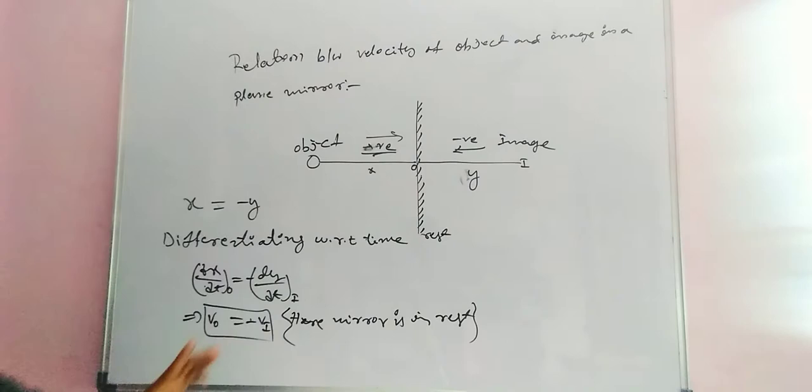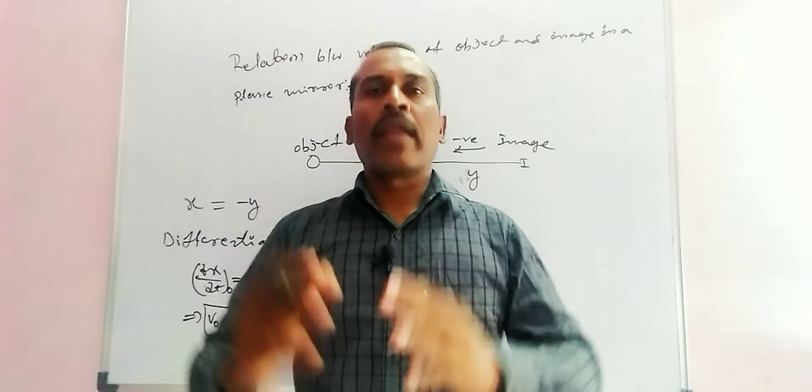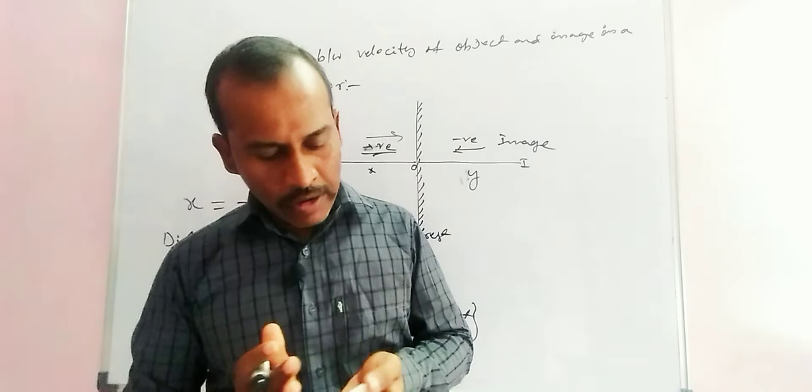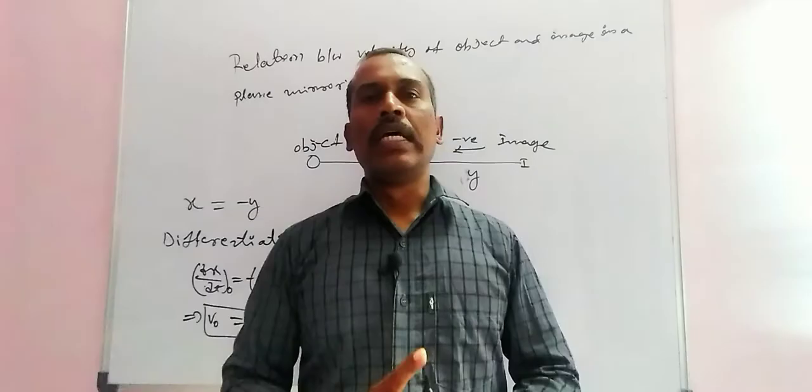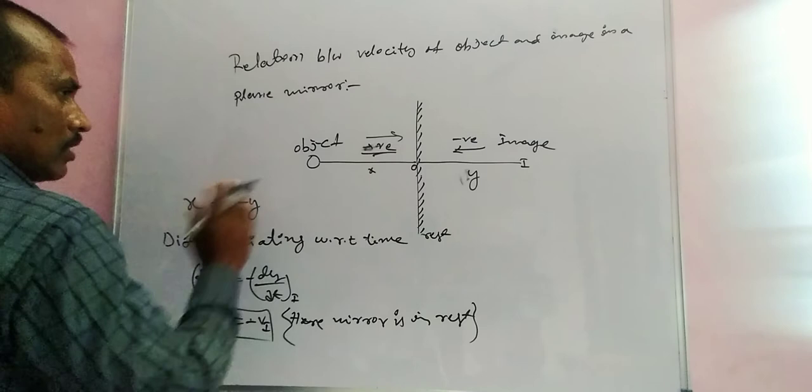Now the mirror is also moving with the object. Now mirror and object both are in relative motion. So first of all, the relative motion statement: the velocity of the object with respect to another object is known as relative motion. First of all, here both are in this case. Now mirror and object both are in motion.